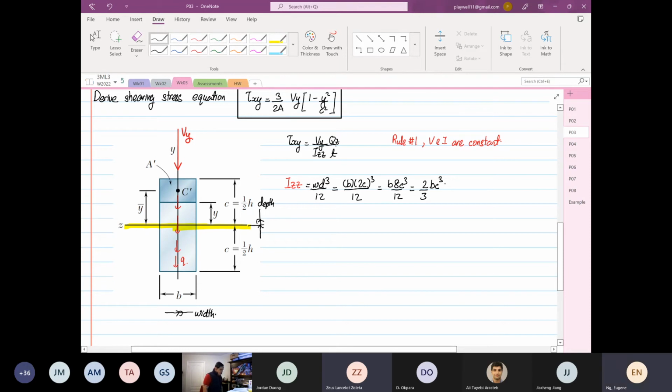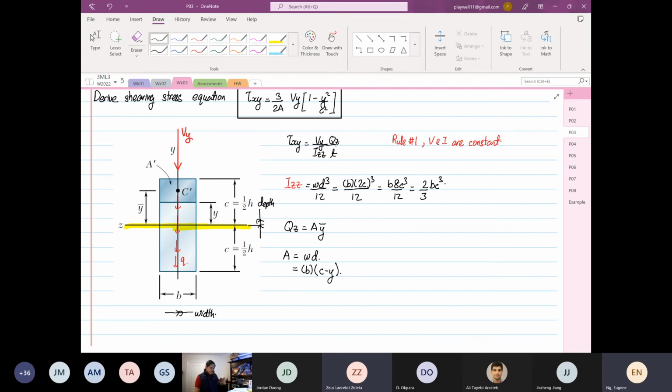Then the next thing we are going to look at is the Qz. It's equal to A y bar. To find the area, area is equal to width times depth. The width is B. The depth, if you look at this diagram, is equal to small c minus y. C minus y.